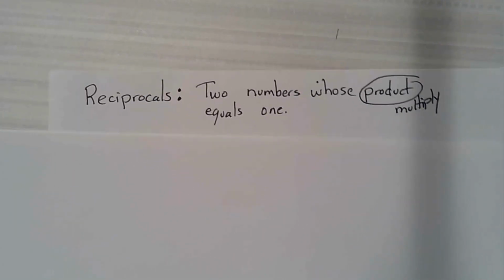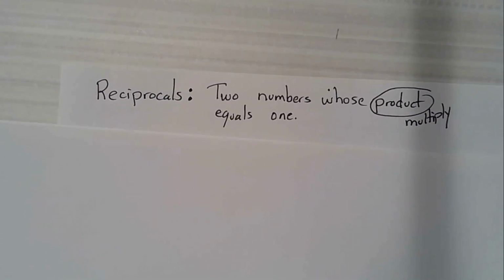Reciprocals are 2 numbers whose product equals 1. And if you don't know, product means to multiply. It's the answer you get when you multiply. That is the definition of reciprocals. Reciprocals come in pairs and they multiply together to equal 1.